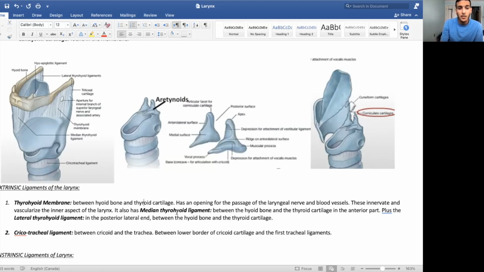It also has the median thyrohyoid ligament, between the hyoid bone and the thyroid cartilage in the anterior part. So the median is right here.